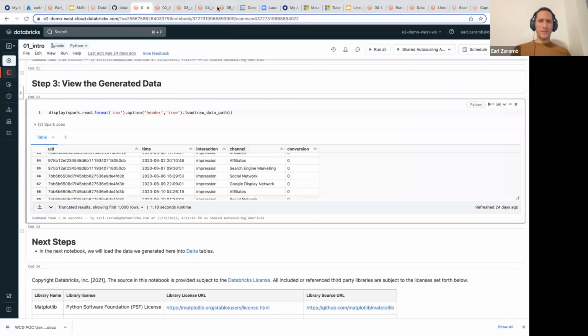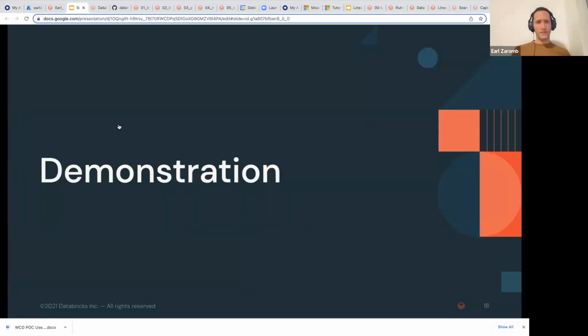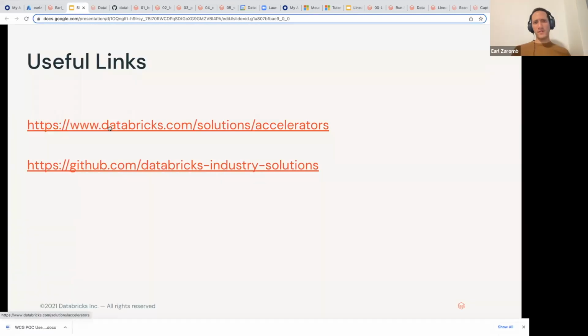So with that said, that's really the end of the presentation. I just wanted to mention, please visit our website, Databricks.com solutions accelerators, which will take you to the list of all the solution accelerators. Go poke around in there and see if there's something that would be useful for your business or your industry, or maybe addressing a particular use case that's really important to you right now.